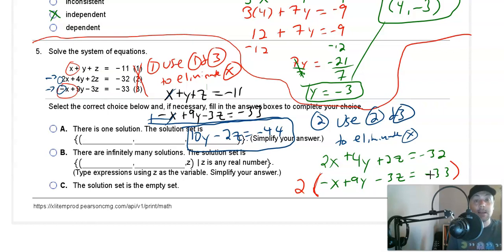Another common mistake I'll see students make is they will multiply the left-hand side by 2, but forget to multiply it to the right-hand side. So make sure you're multiplying it to both sides of the equation. Again, this problem's kind of messy. There's a lot of steps.